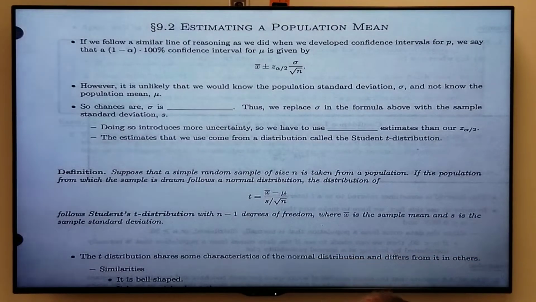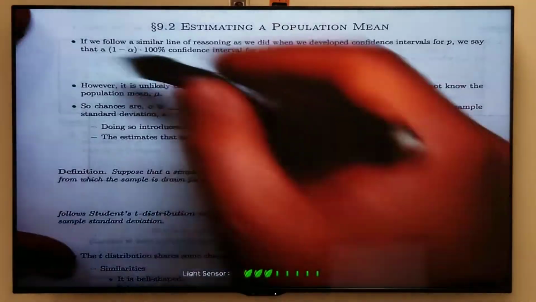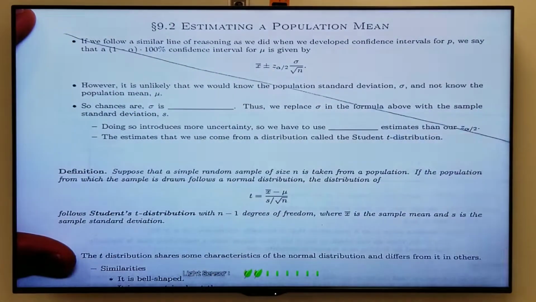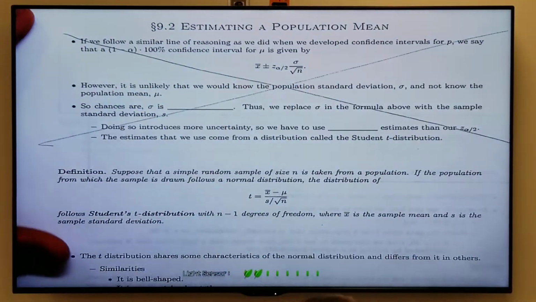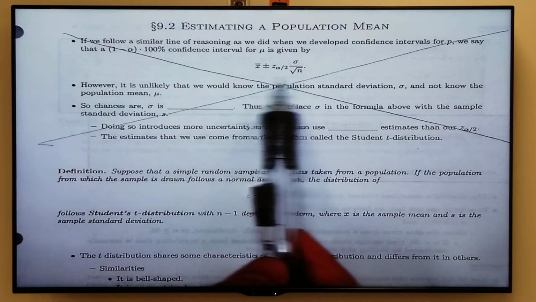Okay. So 9.2 is very similar to 9.1. We're going to be estimating a population mean in this section. In 9.1, we were estimating a population proportion. And what I want you to do is cross out this first part. I'm having you cross it out because I never want you to use this formula.